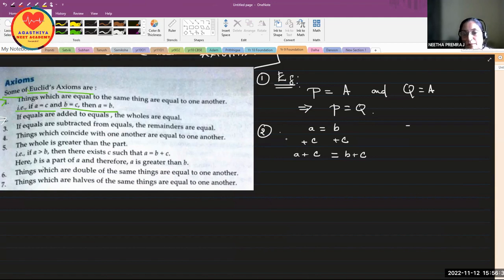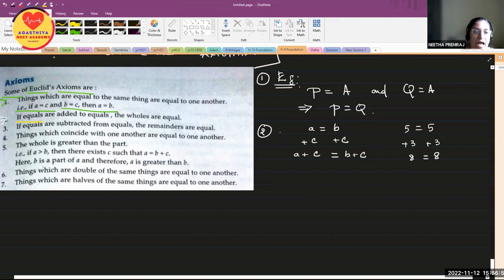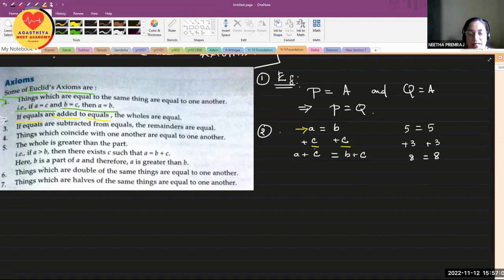For example, I'm saying 5 is equal to 5. I add 3 to both. If equals are added to equals, what is the result of the wholes? That is also equal again. That is what the axiom is saying. If equals are added to equals, then the wholes are equal. That is what the second axiom says.